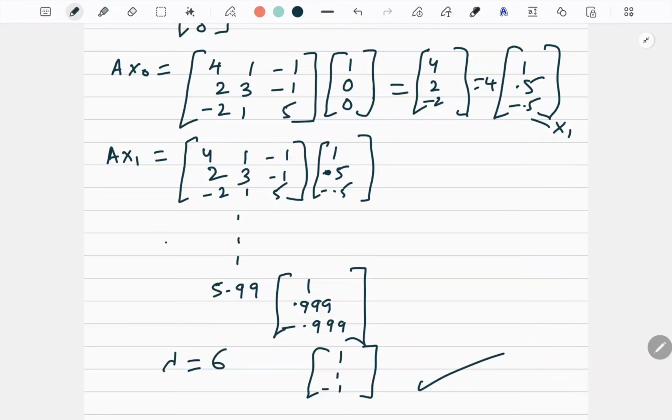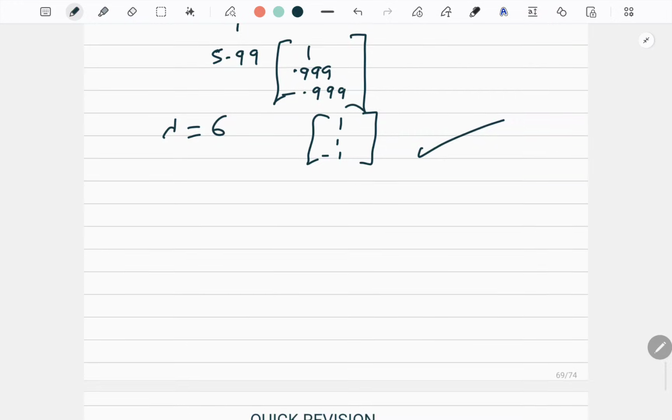So this is how you have to do the question. Rayleigh's method is very easy. Take your calculator, practice matrix multiplication, then you are done. Okay, so let's move to the next question.